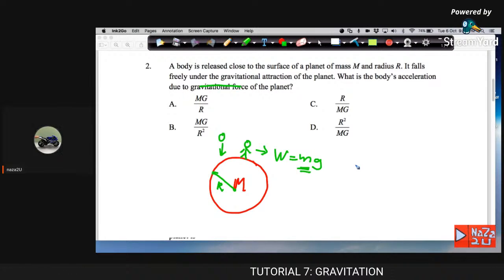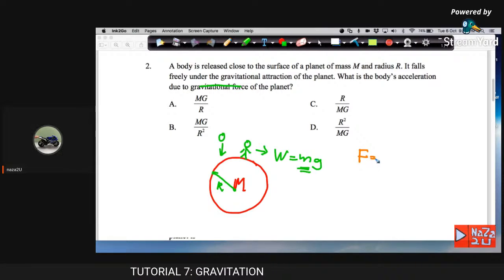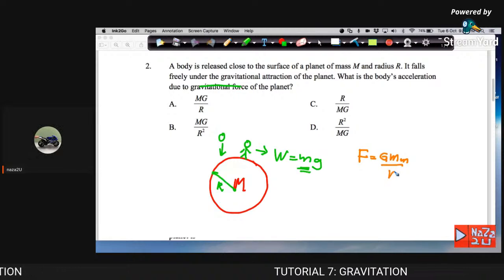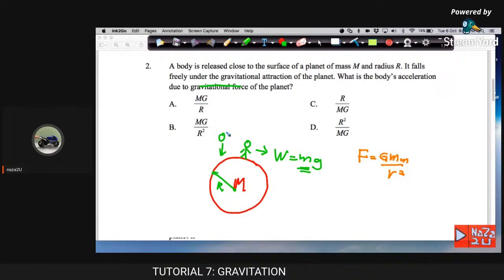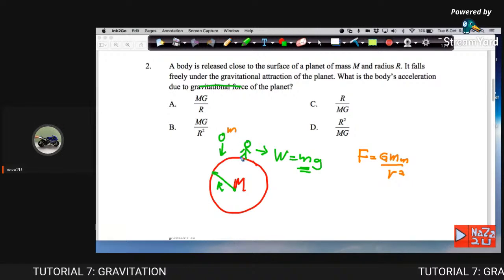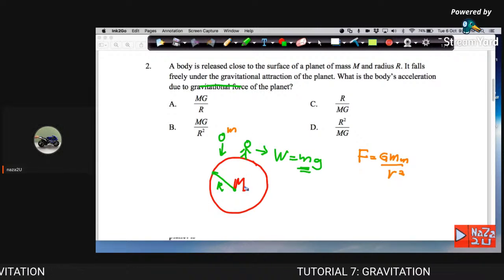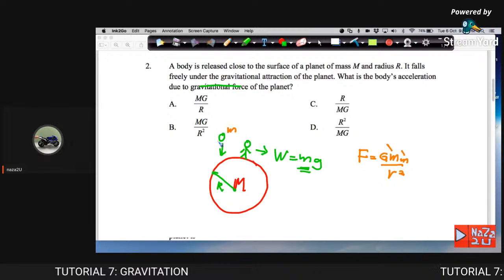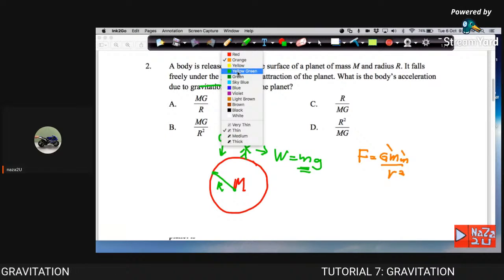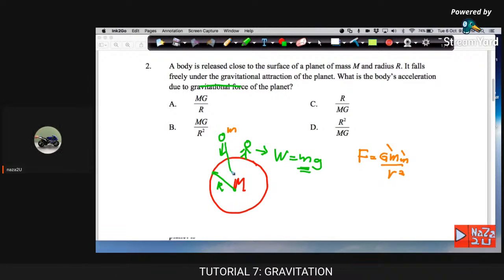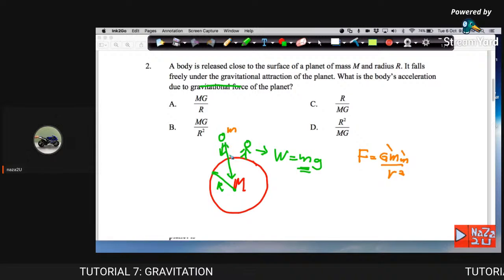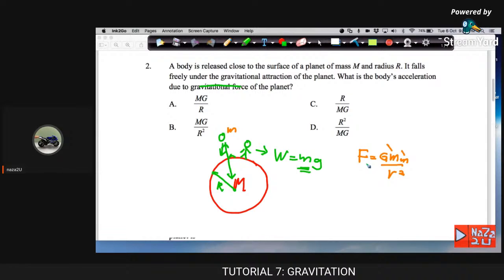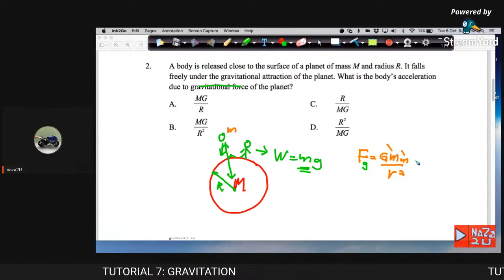Dan dalam kes ini juga, untuk chapter 7 kita belajar gravitational force yang kita katakan F is equal to G M m over r square. Jadi untuk jasad ini, contohnya ini katalah m yang kecil. This is big M refer to the mass of the earth. Ini mass of the earth, mass jasad kecil. Jarak dia, let's say this is a distance, the distance from the mass to the center of the earth. This is radius R.